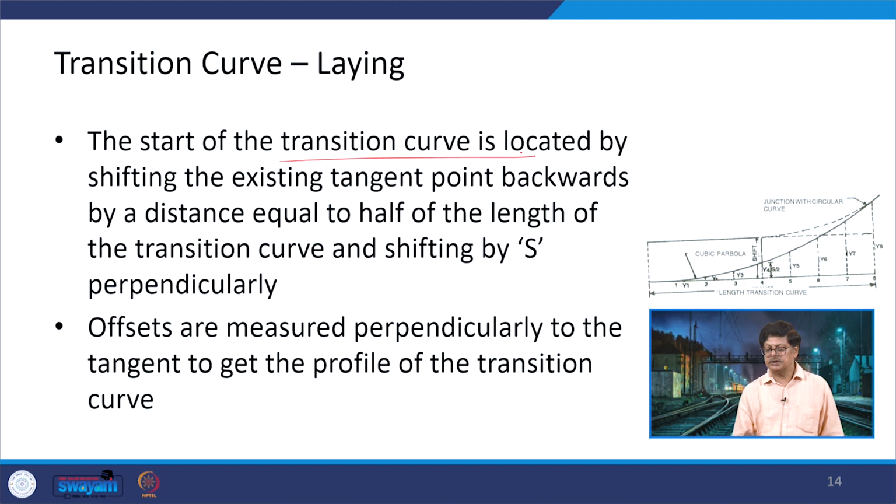So, start of the transition curve is located by shifting the existing tangent point backwards by a distance equal to half of the length of the transition curve and shifting by s perpendicularly. So, we have shifted back and then we have gone by s. So, we have got this value L by 2 here and then we are getting this shift. Then offsets are measured perpendicularly to the tangent to get the profile of the transition curve. So, whatever y values which we are calculating, we are going to use perpendicularly to the main line.